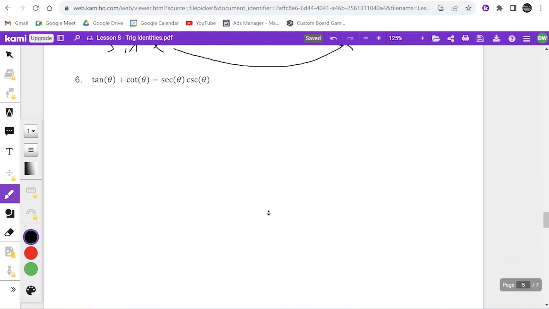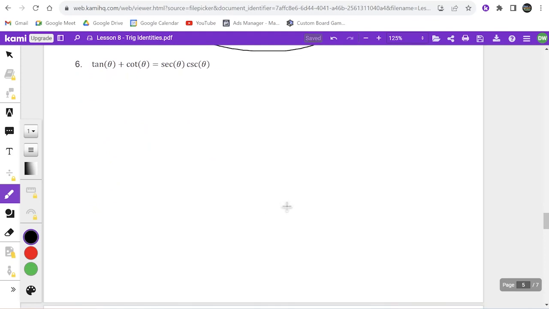Next is number 6. We have tangent theta plus cotangent theta equals secant theta times cosecant theta. Here it's not super obvious which side to start with. I would say the left side's harder because of the addition and the fact that you're going to be breaking up into sine and cosine. Tangent is sine theta over cosine theta plus cotangent theta is cosine theta over sine theta. Now if I wanted to add these two fractions together, you probably already know I need a common denominator. So this is going to be really hard.